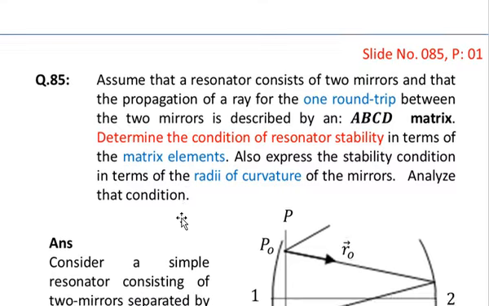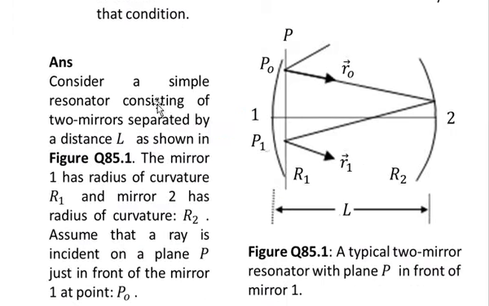Analyze that condition. The answer is, consider a simple resonator consisting of two mirrors separated by a distance capital L, as shown in figure number 1. The mirror 1 has a radius of curvature R1 and the mirror 2 has a radius of curvature R2. Assume that a ray is incident on a plane P just in front of the mirror 1 at point P0. This is shown in the figure. You see that we have shown a plane P just in front of the mirror 1.